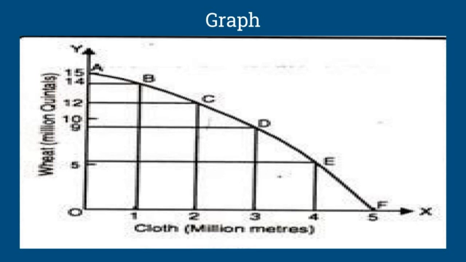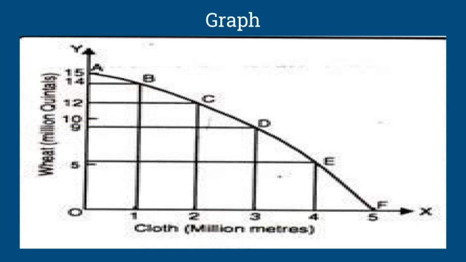Here you can see the graph that we have obtained by converting the production possibility schedule into a graphical representation. So in this very graph, cloth is shown on the x-axis, whereas wheat is shown on the y-axis. O here stands for the origin point of the graph.